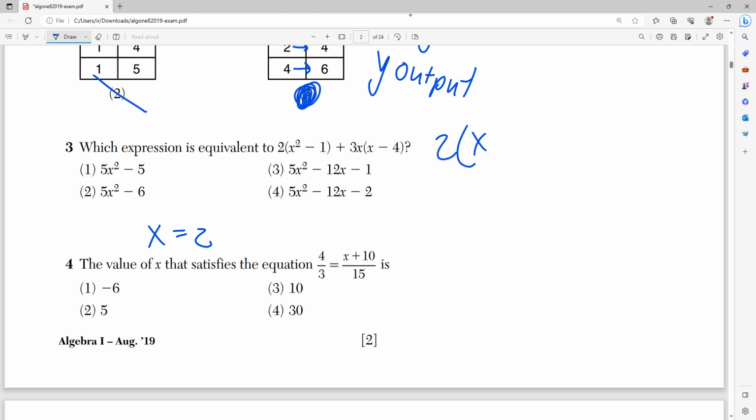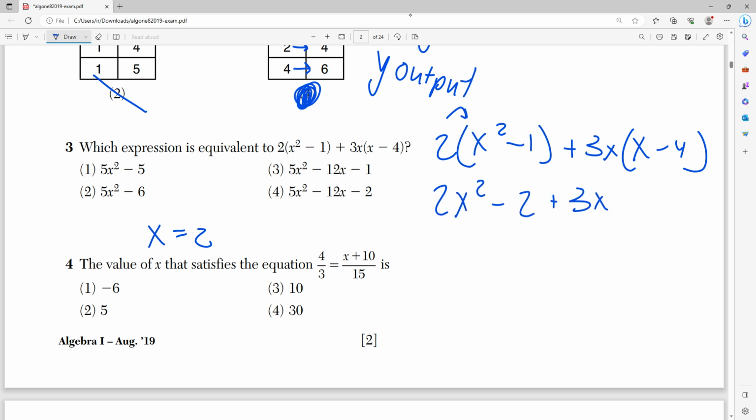Here we have 2 times x squared minus 1 plus 3x times x minus 4, right? Expand this. 2 times x squared is 2x squared minus 2 plus 3x squared minus 12x. Combine like terms, 5x squared minus 12x minus 2 is your answer. That's all. The value of x that satisfies the equation is what?